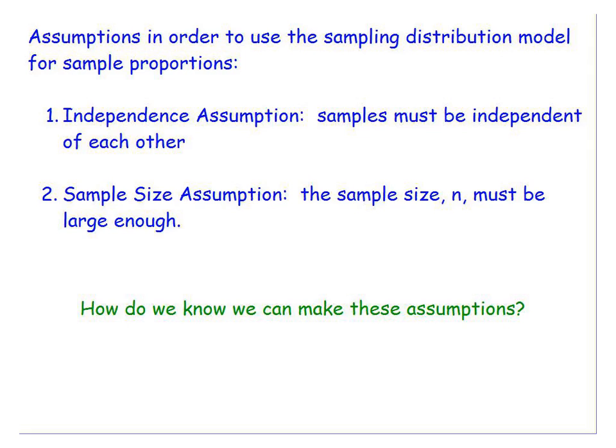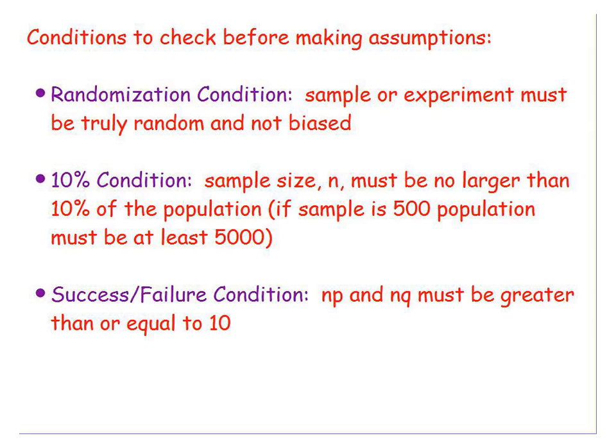So how do we know we can make these assumptions? Well, that comes with checking 3 conditions. So here's your conditions that you have to check before you proceed with your problem. First is the randomization condition. Every sample must be truly random and not biased. That's an easy assumption that we're going to make. The 10% condition. This is the important thing. This is about the sample size. Your sample size can be no larger than 10% of the population.